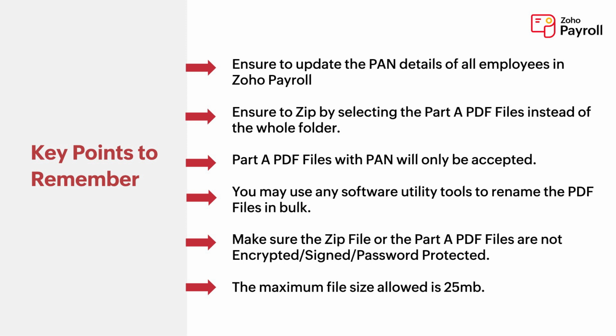Now, we have gotten this question more frequently than the others, wherein with regards to Part A PDF files, how do you zip it? So you need to ensure that the Part A PDF files have to be zipped instead of the entire folder. Now, Part A PDF files with the PAN number and the date will only be accepted in the application.